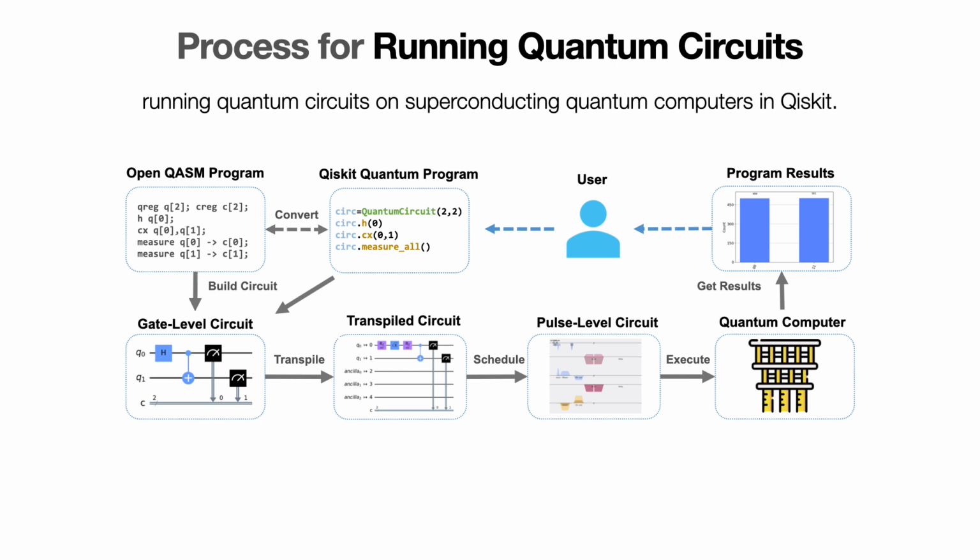The input circuit in the figure, a Qiskit quantum program, which can be an OpenQASM program as well, is translated into a gate level circuit. The gate level circuit is then transpiled, which involves breaking down non-native quantum gates into groups of native gates, mapping the logic qubits in the original circuits to the physical qubits on the specified quantum computers. Then the transpiled circuit is mapped to a pulse level circuit, which contains information in microwave pulses to regulate and control qubits in the quantum machine. This is also called scheduling.